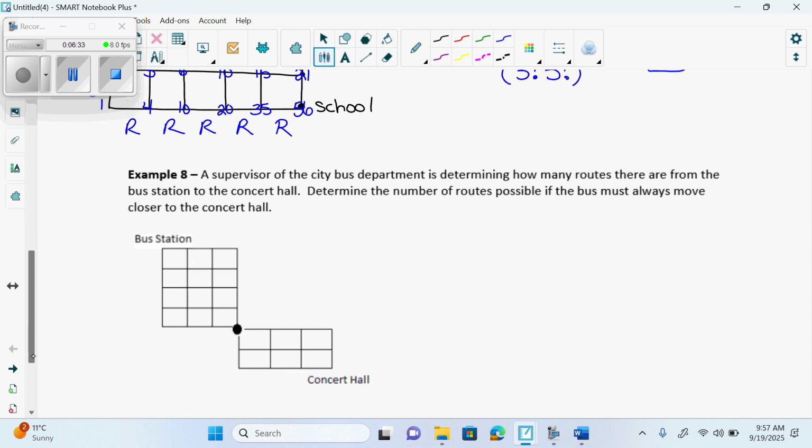Guys, this one has a connector, correct? So let's pay attention. This one says, a supervisor of the city bus department is determining how many routes there are from the bus station to the concert hall. Determine the number of routes. So now we have one little pathway from the bus station to the connector, which I put a really big dot in the connector because I'll show you why in a second. So I go like this, really huge dot.